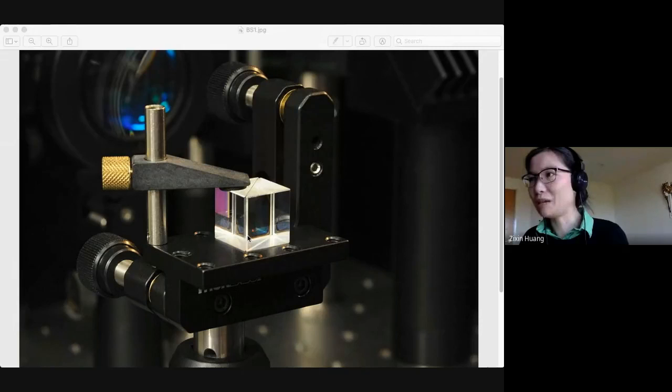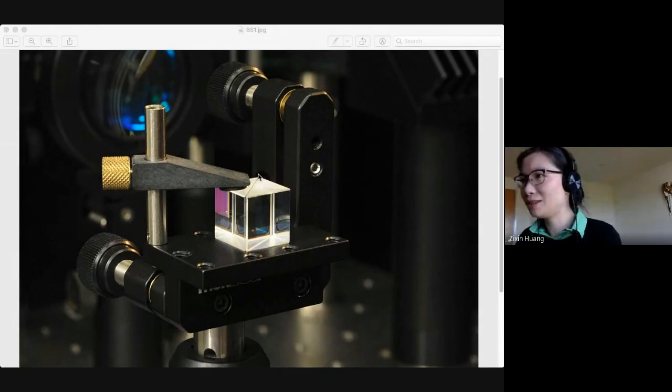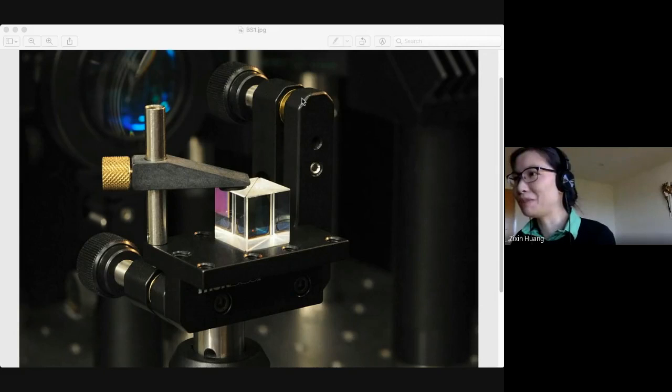Okay, so right now you're seeing the beam splitter cube, I presume. It's a cube thing with a black stand that's holding it. Okay, so this is the beam splitter cube that I was talking about. So can you actually see my mouse, by the way? Yeah, we can see your mouse.